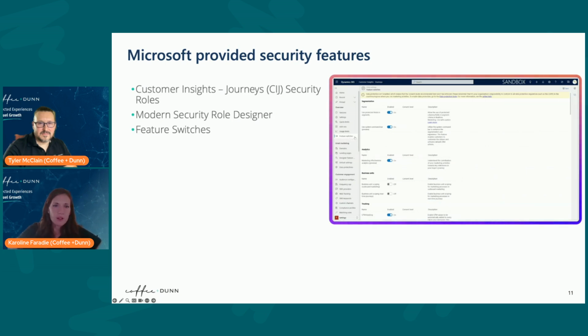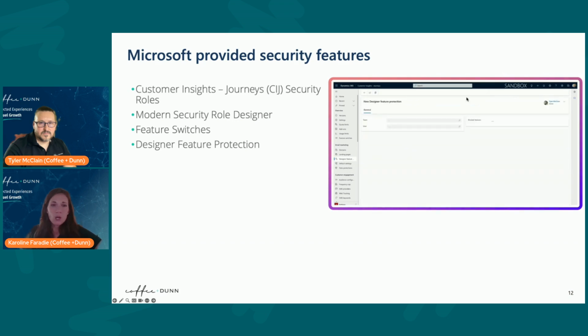The next Microsoft provided security feature that you need to be aware of are feature switches. So whenever a release happens or when you're installing the Customer Insights application, there are feature switches that have security behind them as well that you should be aware of. These are within the settings work area of the marketing application, and it allows you not only to restrict or give access to specific areas, but if your organization doesn't want specific functionality to be used in the marketing application, this allows you to restrict those areas by utilizing these toggles.